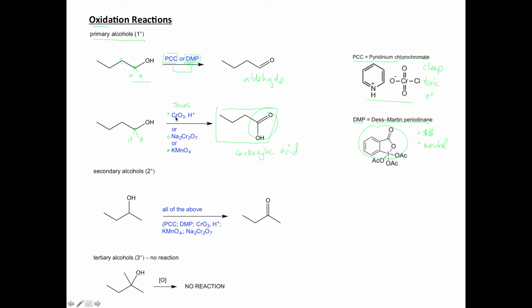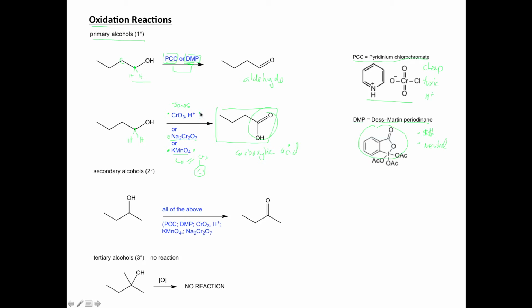So the Jones reagent, chromium trioxide, usually uses sulfuric acid, but here I just wrote a generic H+, will form the carboxylic acid. Sodium dichromate or KMnO4 all does the same thing. So these are really interchangeable. The one caveat I'd like to add is that potassium permanganate is a very, very strong oxidizing agent, so there's other reactions it can do. So if you remember, it can also oxidize alkenes, and it can also oxidize benzylic positions, benzylic carbons as well.